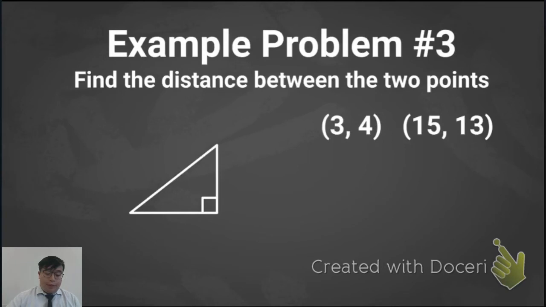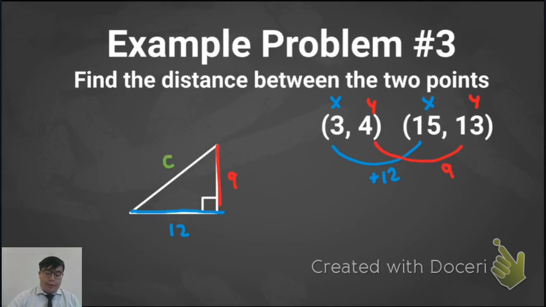So instead of plotting these points, let's just compare the x and the y values. So first I want to figure out what side B is going to be by comparing my x values. So from 3 to 15, I know that that change is going to be plus 12, so that side B is going to be 12. Now let's compare my y values. From 4 to 13, that's going to be a change of 9, so that side A is going to be 9.